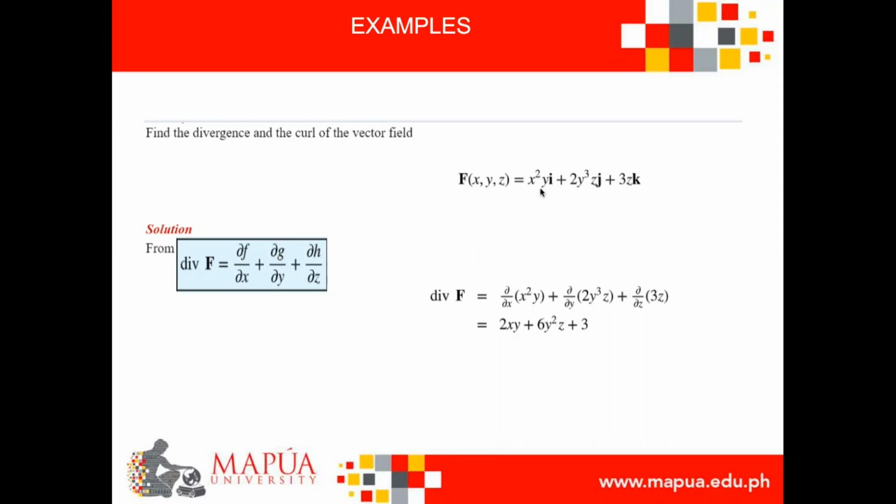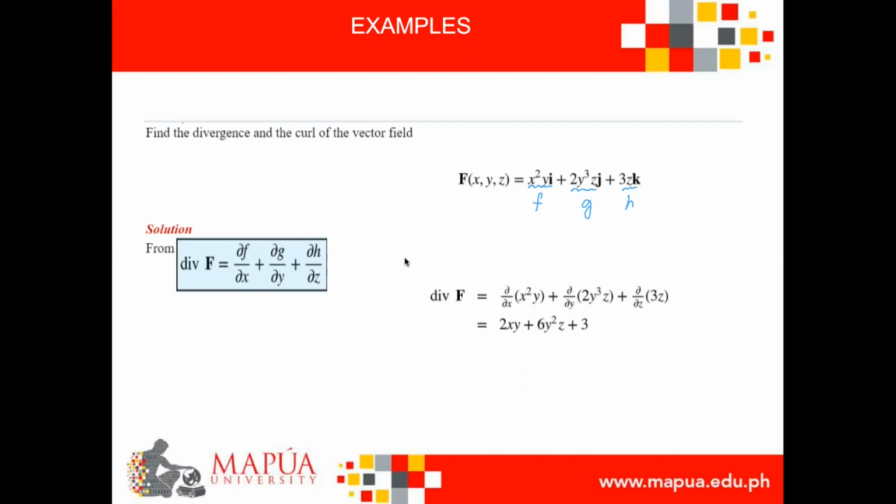So in your given vector field, this will be your function f, your vector i component. Then the second component, which is the j vector, we have this as the g function. Then lastly, the h function is 3z k. So we go now in finding the partial derivative of these functions f, g, and h with respect to the independent variables indicated in the formula.